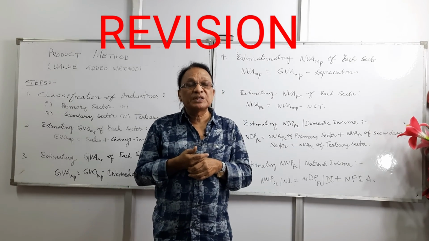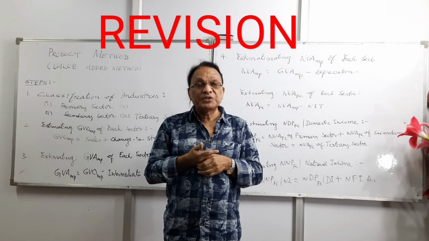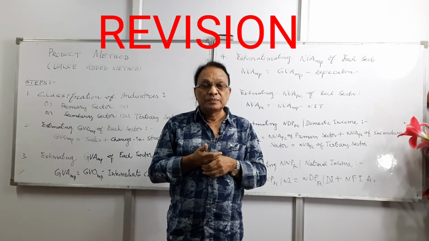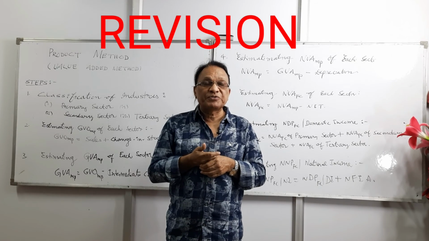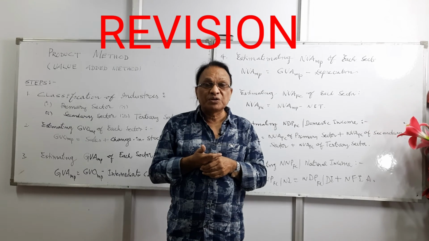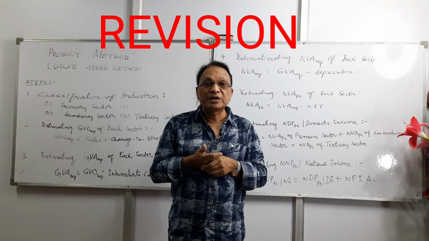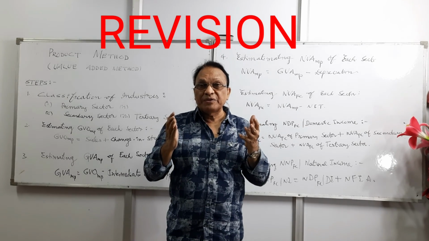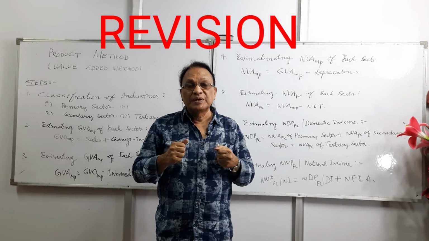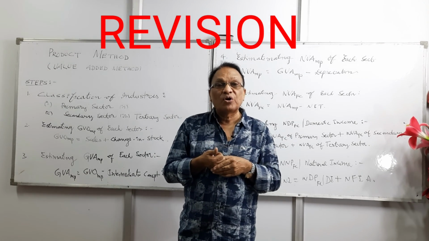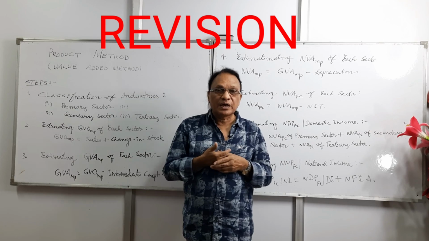The next step is NVA at FC. NVA at FC is equal to NVA at MP minus NIT. The next step is NDP at FC, which is equal to NVA at FC of primary sector plus NVA at FC of secondary sector plus NVA at FC of tertiary sector. And the last step is estimating NNP at FC or national income. Just add net factor income from abroad to domestic income and you get national income.